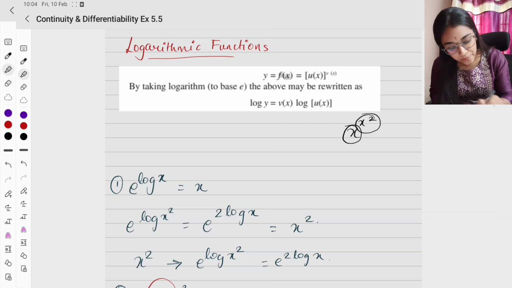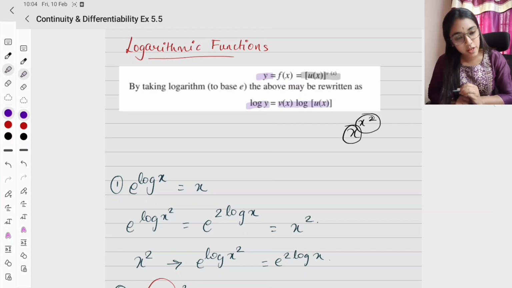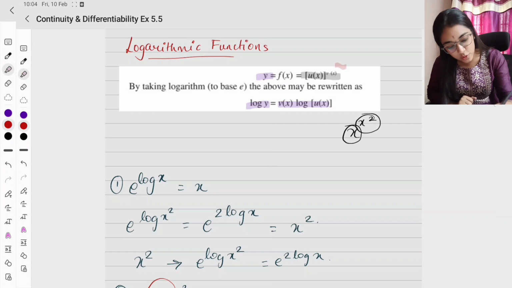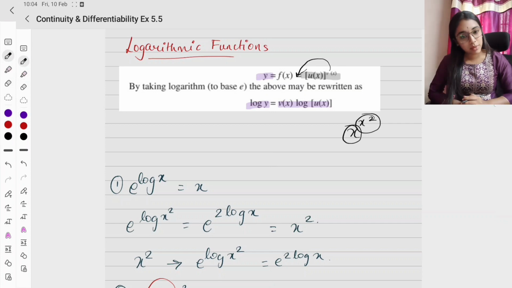You see that when u of x to the power v of x, when you take log on both sides, I'll have log y equal to, the power comes down, it becomes v of x times log of u of x. Understand? So basically this power comes down. The power that you have here will come down.